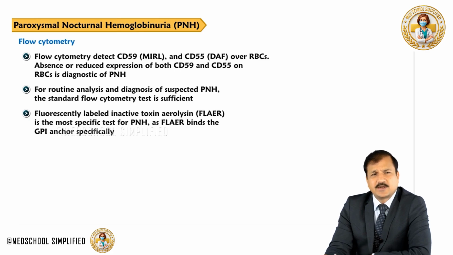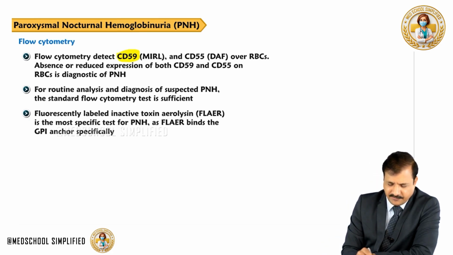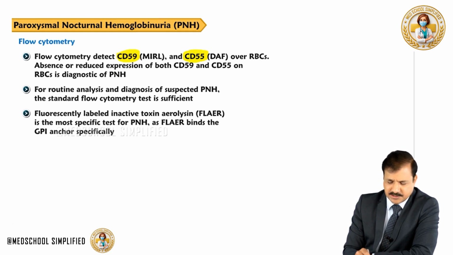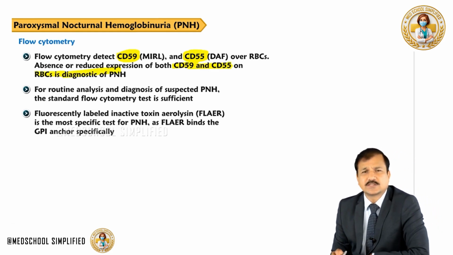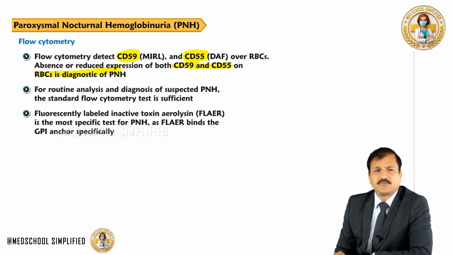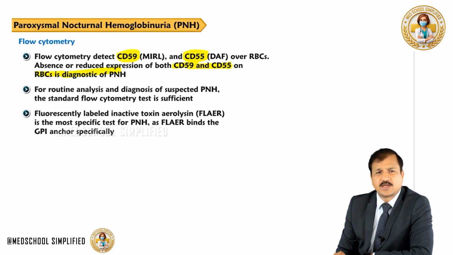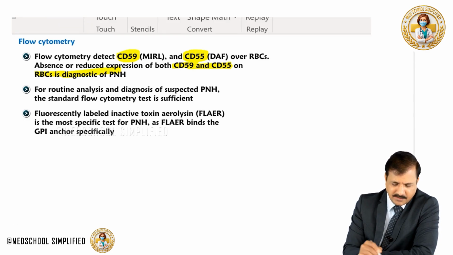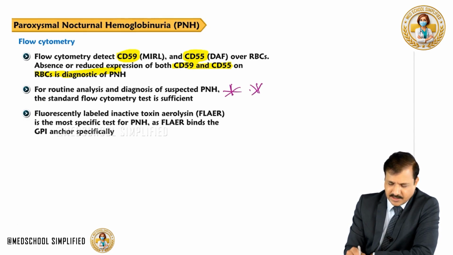So what is done in flow cytometry is, flow cytometry detects CD59 and CD55, that is decay accelerating factor, over red blood cells. So absence or reduced expression of both CD59 and CD55 on the RBC is a diagnostic of paroxysmal nocturnal hemoglobinuria, indicating that GPI anchors are defective. So for routine analysis and for diagnosis of suspected paroxysmal nocturnal hemoglobinuria, standard flow cytometry test is sufficient. So make sure you remember that point. So the diagnosis of PNH, we use flow cytometry.